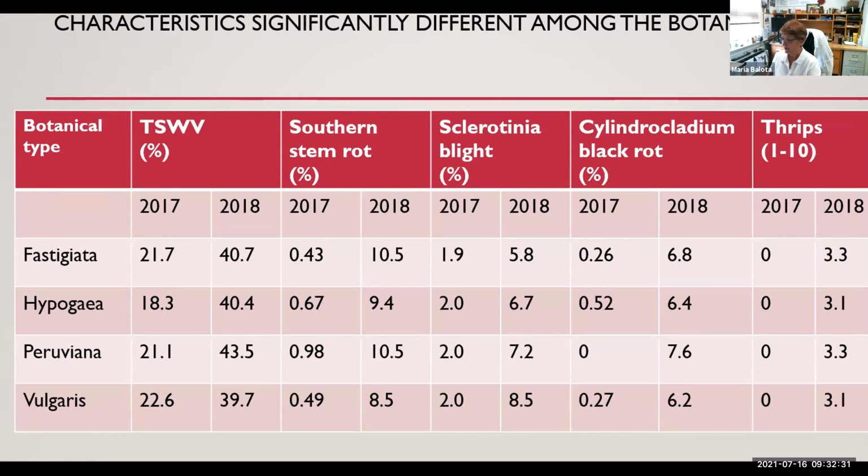but I'm still showing you the table to confirm that indeed disease was more terrible and the thrips was more terrible in 2018 than in 2017.